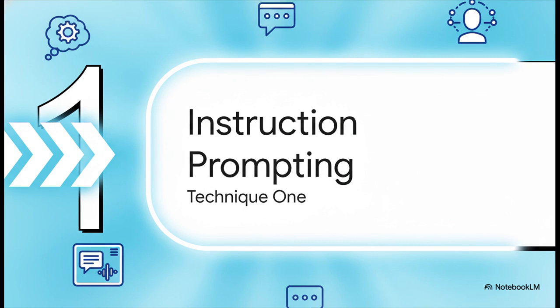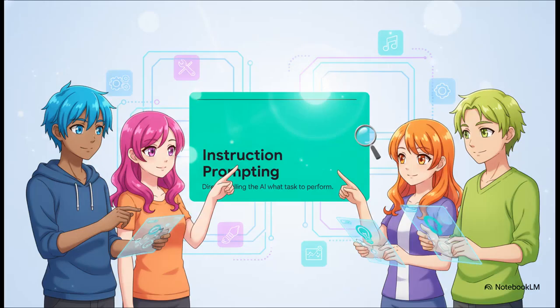So let's jump right into Technique 1, Instruction Prompting. This is our first building block, and honestly, it's the most basic, straightforward way to communicate with an AI. Instruction prompting is all about directly telling the AI what task to perform using clear, simple, and action-oriented language. It is exactly what it sounds like.